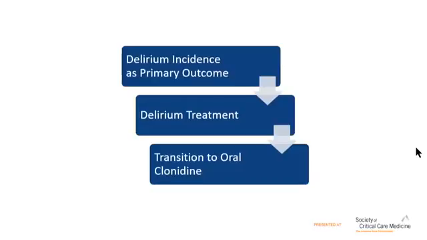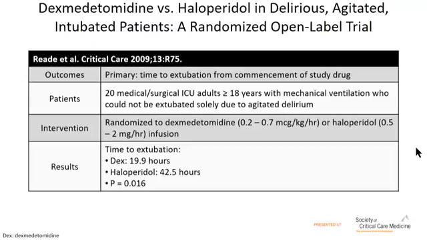So that's briefly how we know the literature for prevention of delirium as a primary outcome. The next step would be looking specifically at dexmedetomidine to treat delirium. Reade and colleagues published a pilot study in 2009 that, to me, had a very intriguing methodology. They looked at 20 patients who were mechanically ventilated and could not be extubated purely because of agitated delirium. So for all other reasons, these patients were ready for extubation.